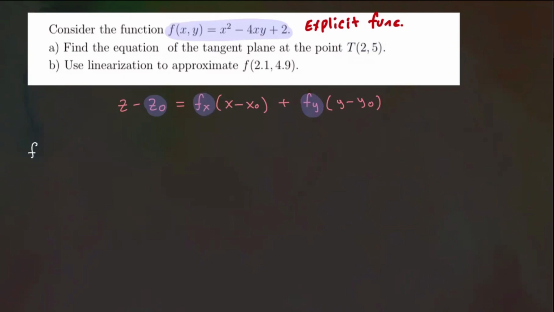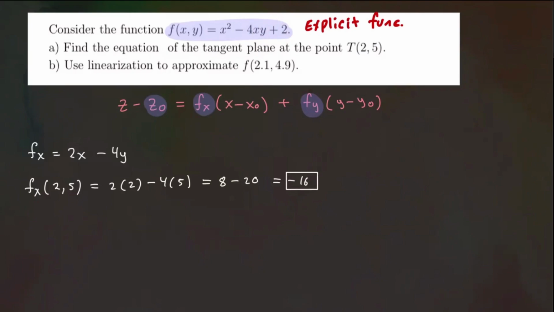All right, so I'll compute the partial of f with respect to x first. That is going to be differentiating this function with respect to x, holding y as a constant. So differentiate this, that will give you 2x, and then we differentiate this with respect to x. So y is a constant, 4 is a constant, so the derivative of that will simply be negative 4y. And the derivative of a constant, of course, we know that's 0. Now we evaluate our partial of f with respect to x at the point 2 comma 5. That is going to be 2 times 2 minus 4 times 5, and this will give you 8 minus 20, which simplifies to negative 16. So that is our partial of f with respect to x. We'll substitute that right here.